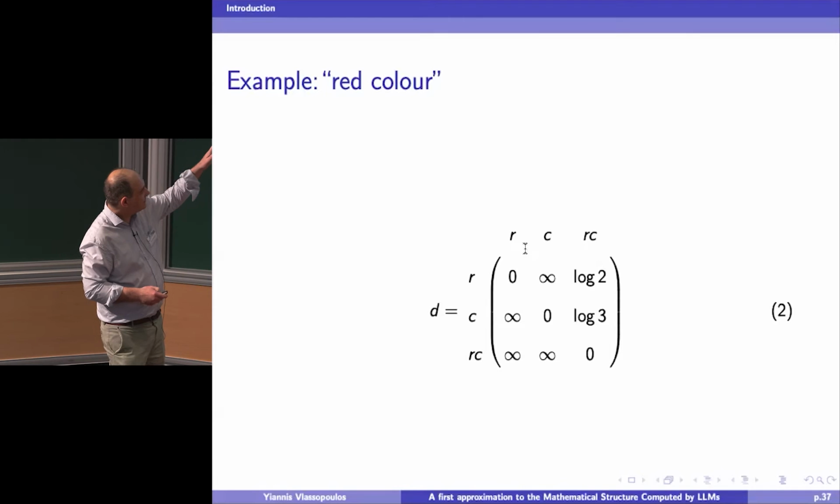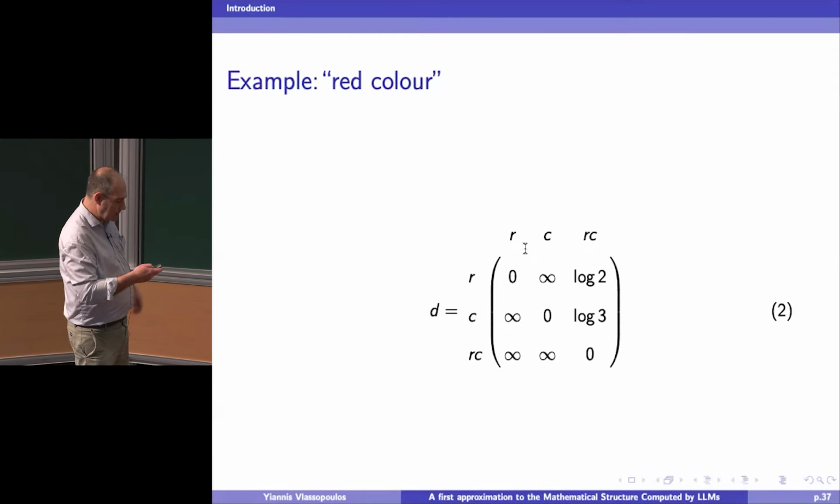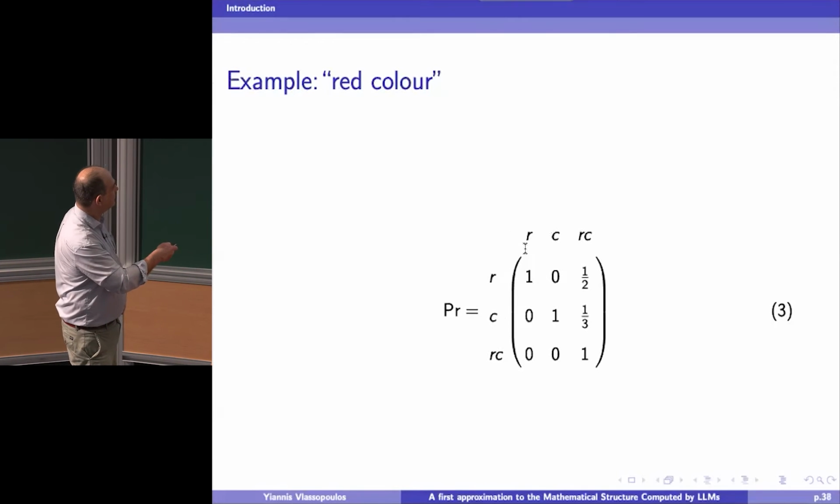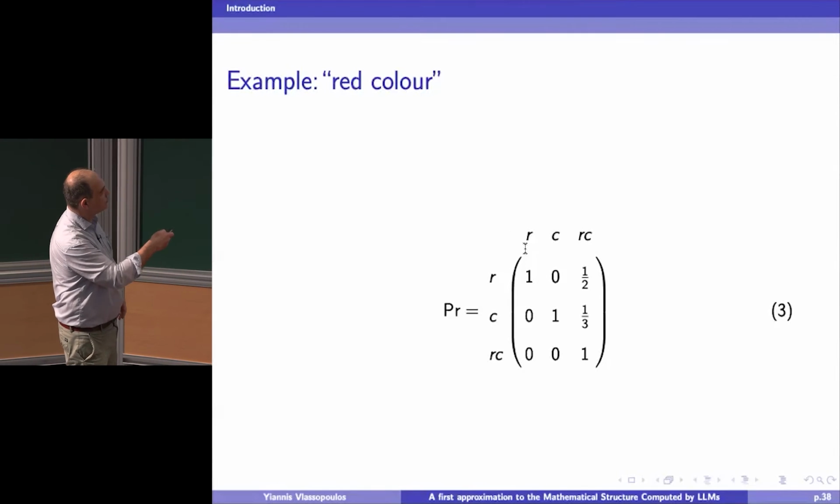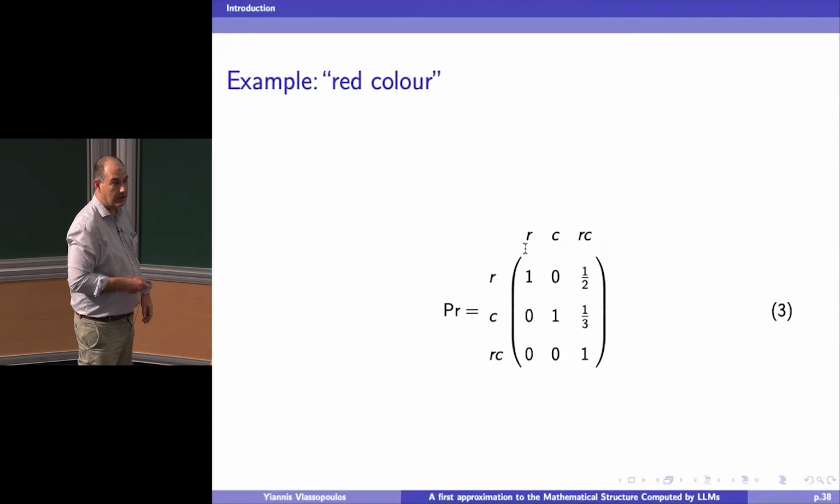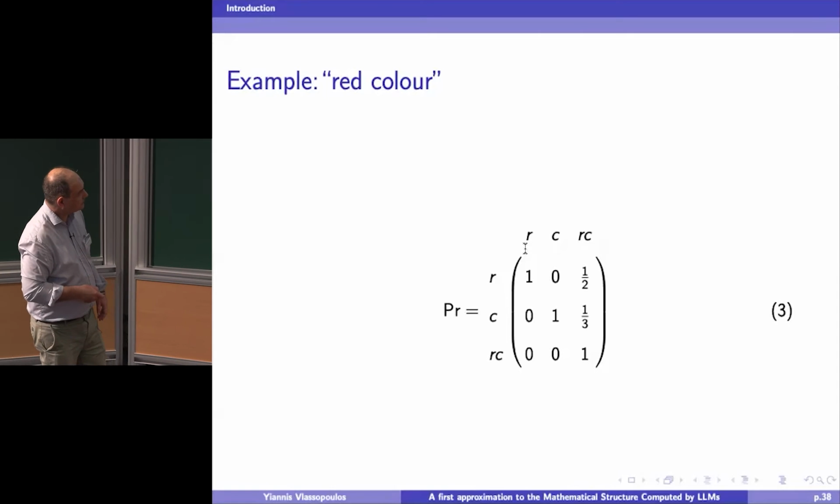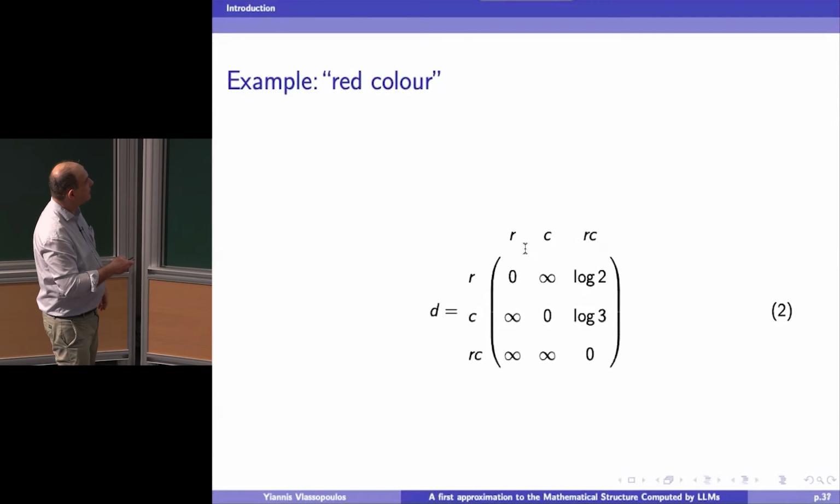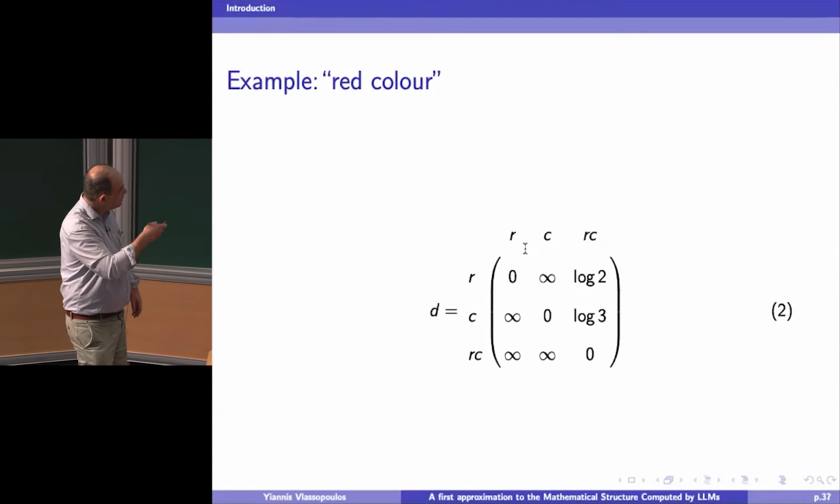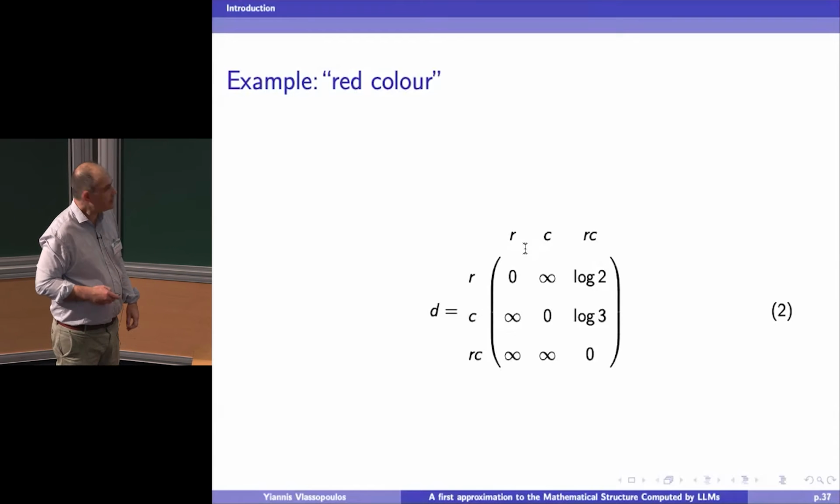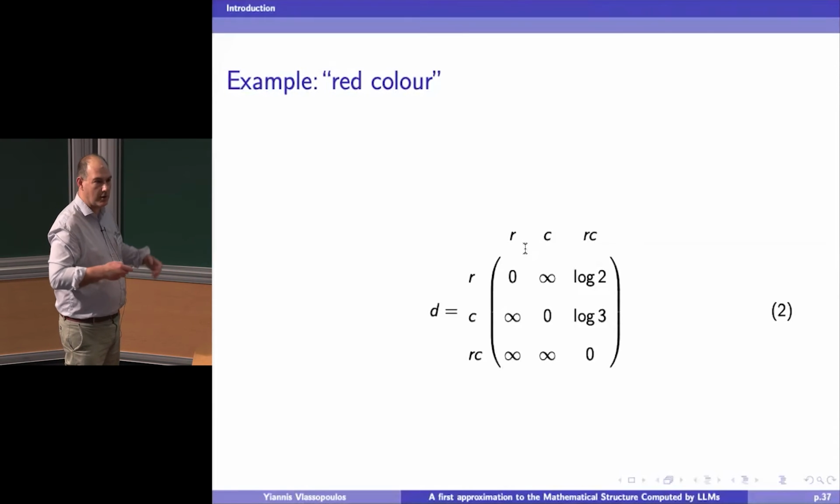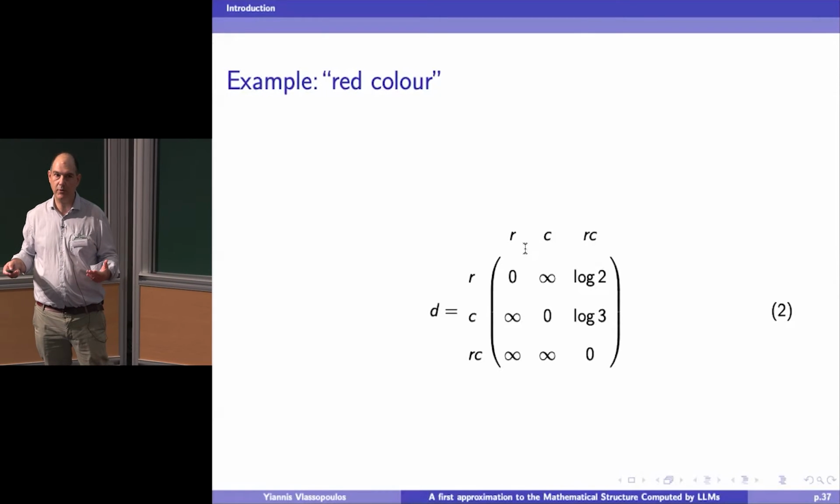What does it mean? Maybe it's easier to see the probability first. The probability to go from R to R is 1, from R to C is 0, and from R to RC, let's say, is 1/2, and so on. So you get this matrix, and if you take minus log, you get this matrix. So this is a metric. This is a very simple example of the metric that we're talking about.